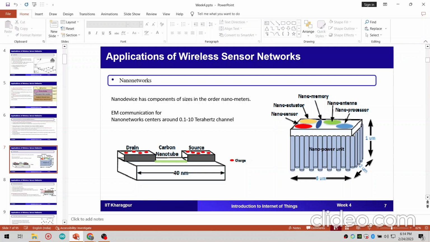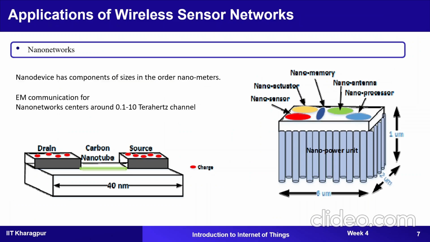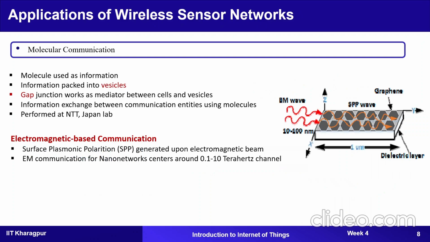The nano devices have components with sizes in the order of nanometers only. So the sensors and actuators are all in the order of nanometers only, and the EM communication for your nano networks lies in the range of 0.1 to 10 terahertz. Now the communication between your nano sensors is in the form of molecules, and molecules are used as information, and this information is packed into vesicles, and the gap junctions work as mediator between the cells and vesicles in order to transmit the information.